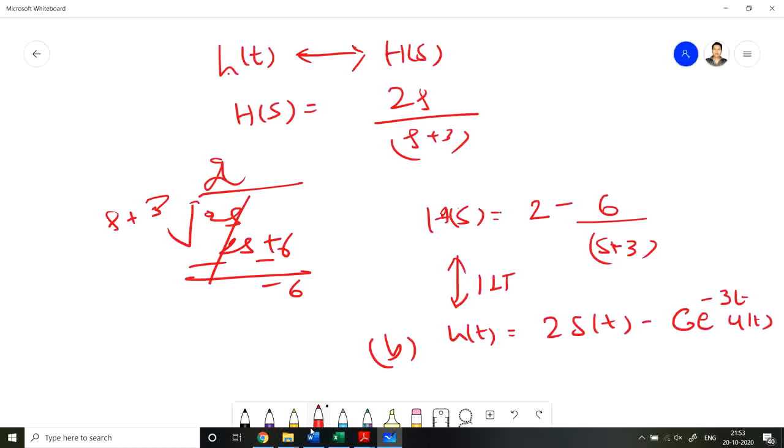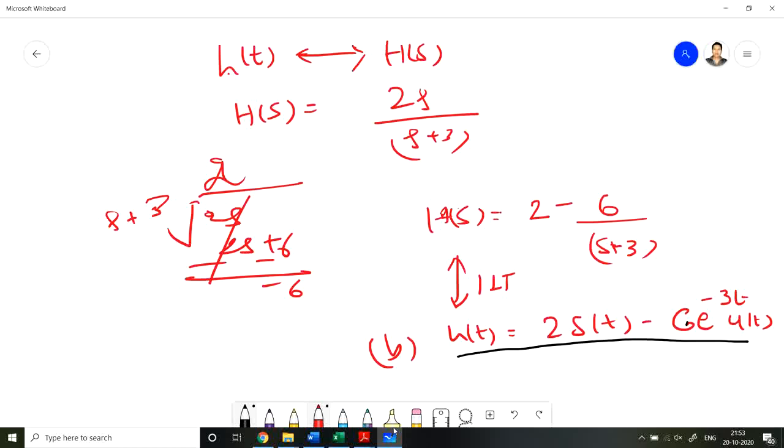So it is the impulse response of the system. So this is basically how we find out part B of our question. The impulse response is 2 delta t minus 6 e raised to the power minus 3t into ut.